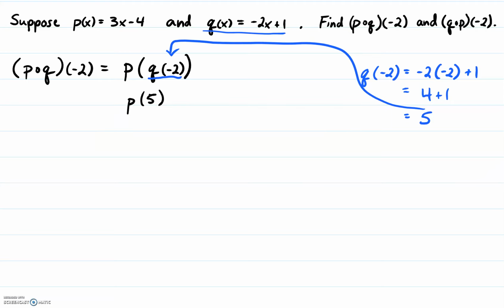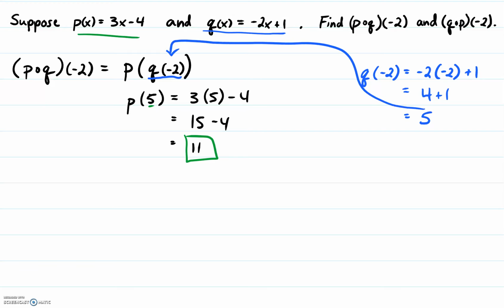Now we're going to solve for p of 5, and the way we're going to do that is we're going to put a 5 in the place of x in our original p function. So instead of 3 times x minus 4, we're going to have 3 times 5 minus 4. Then simplifying, that's going to give us 15 minus 4, which is going to give us 11. And so the answer to p of q of negative 2 is going to be 11.